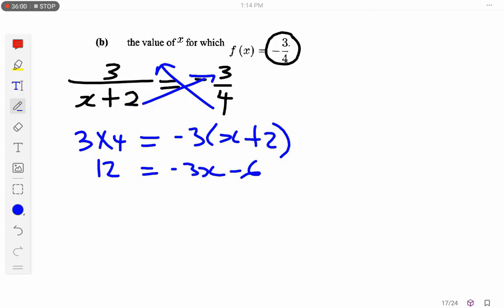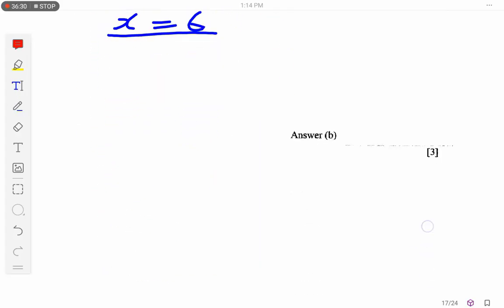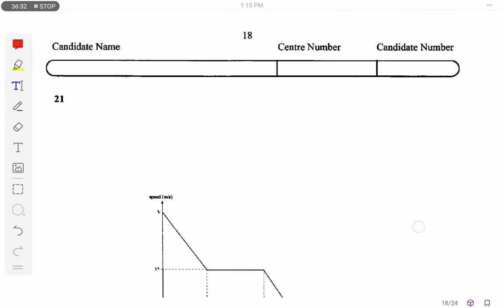Okay, so at this point, I can take the 3x to this side, so that I have a positive x value. So it's going to be 3x is equal to minus 6 minus 12. So this is a minus 18 and a 3x. I'll divide by 3, so my x is equal to minus 6. Okay, so that's the value of our x. Let's move on to the next question.